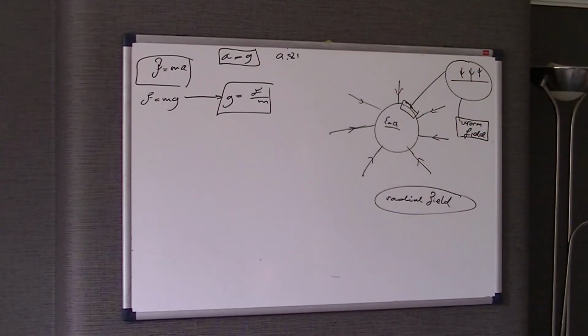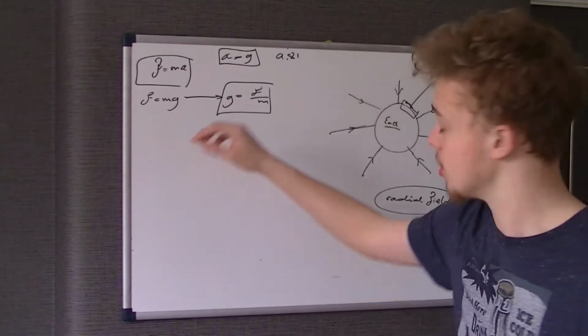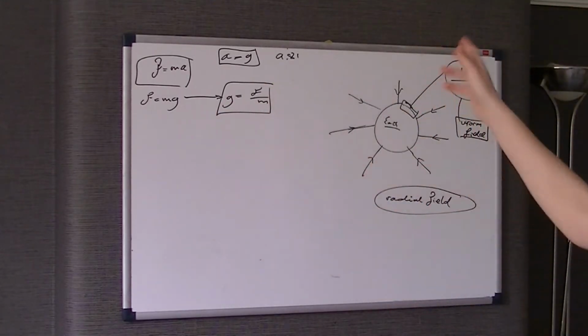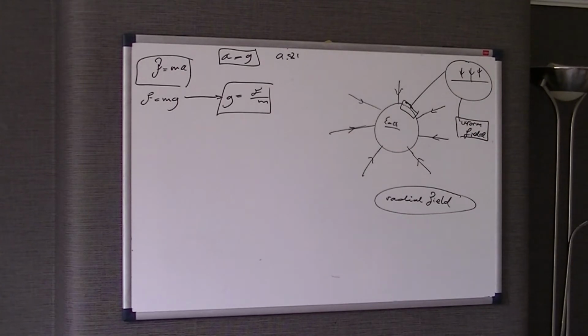Okay, so that's uniform and radial fields done, and I've just given a bit of an introduction. We're going to be using this, as I said, going off that formula a bit later on to establish what G is.